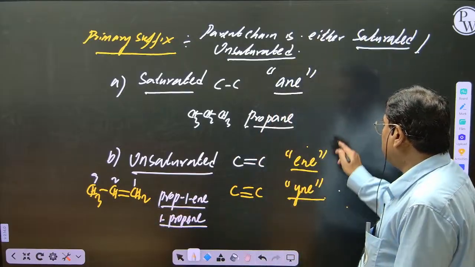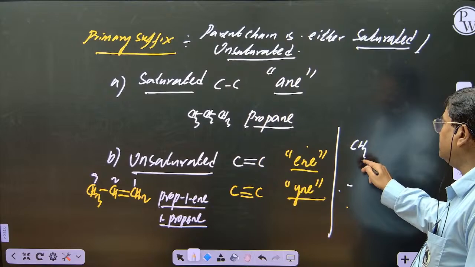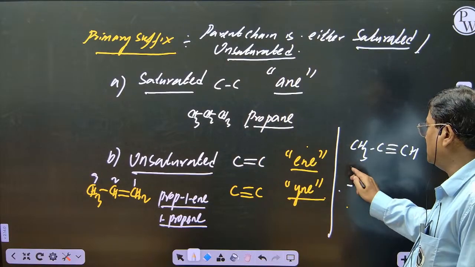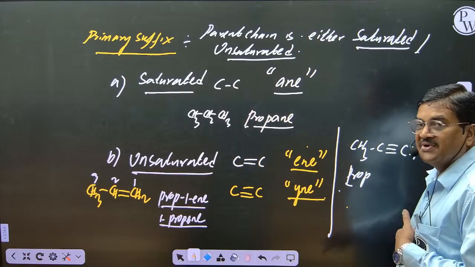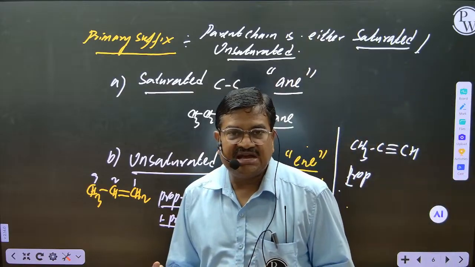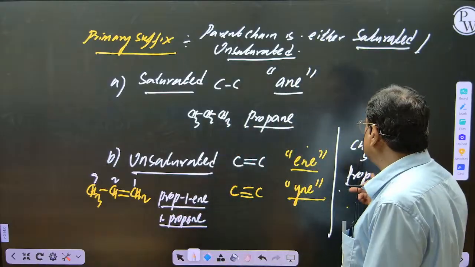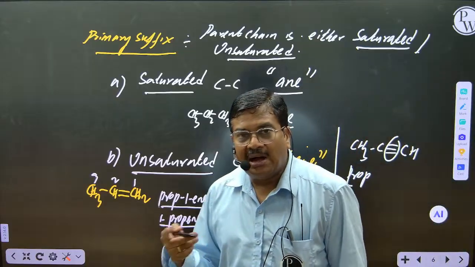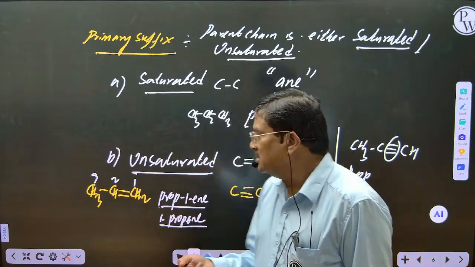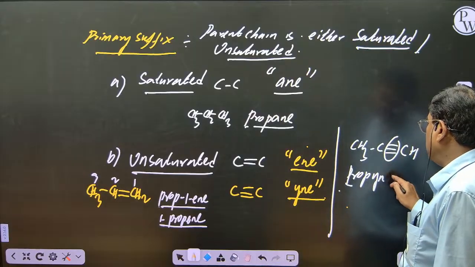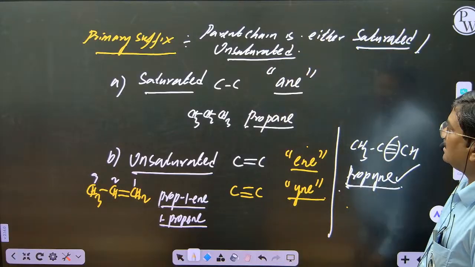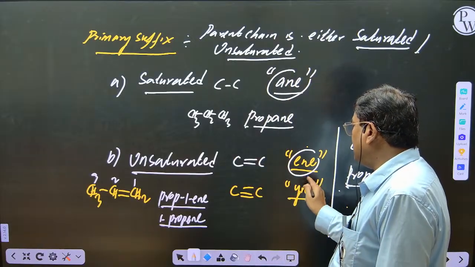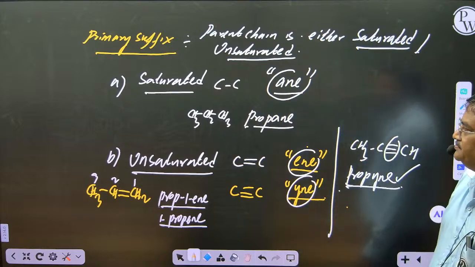Now, if a triple bond is there, see students, suppose a triple bond with 3 carbons is there. Now come from word root. What is the word root? Prop. Word root is followed by what? Suffix. Means whether it is saturated or unsaturated. It is unsaturated. How do I know a triple bond is there? So what should I call? Ine. Propine. Ine is added to the word root. So the IUPAC name for this is propine. Clear? For saturated we add ane, for double bond we write ene, and for triple bond we write ine.